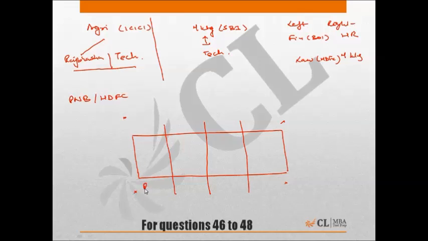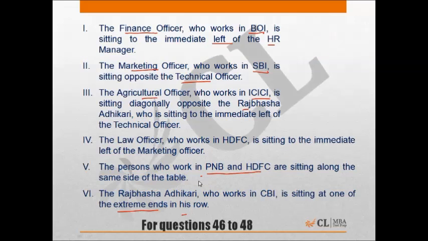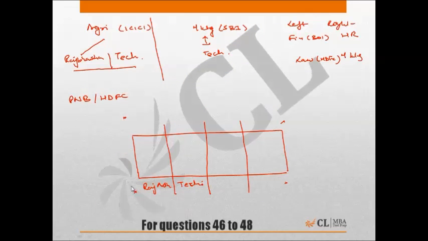So if the Rajbhasha Adhikari is sitting to the left of the technical officer, and previously it has said he works in CBI, so Rajbhasha Adhikari working in CBI is sitting to the left of the technical officer. And we also know that the marketing officer is sitting opposite the technical officer. And the marketing officer is working in State Bank of India. So we have taken care of this also.